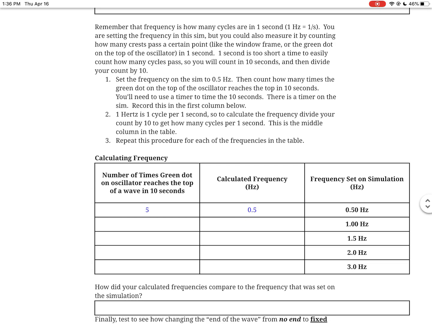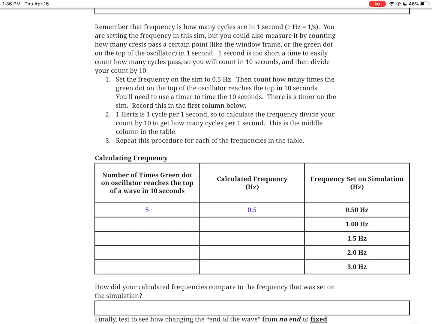Then the next thing you're going to do is frequency. Remember that frequency is how many cycles are in 1 second. That's what a hertz is: how many cycles per 1 second. The sim sets that; that's what you're setting, the frequency. What we're going to do is try to count how many cycles per second so that we can prove to ourselves that it matches the frequency we're setting on the sim.